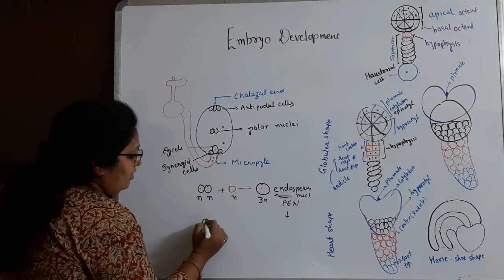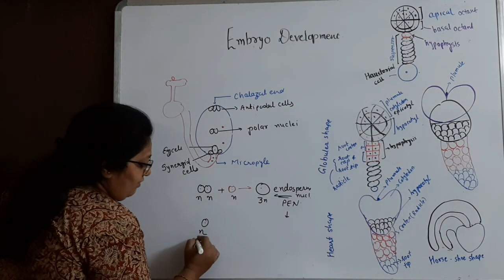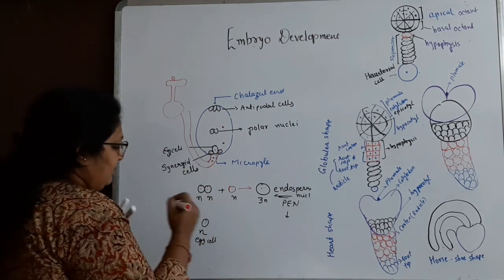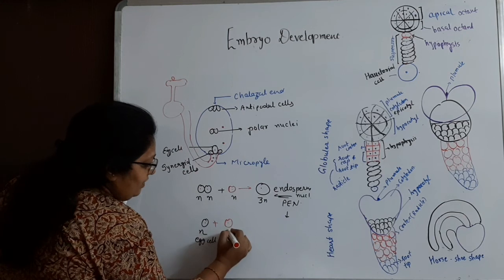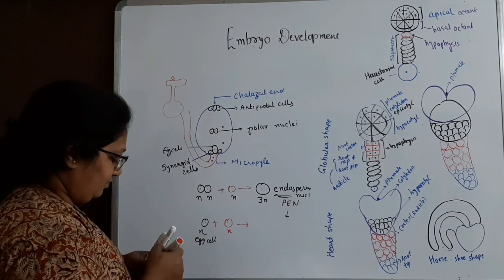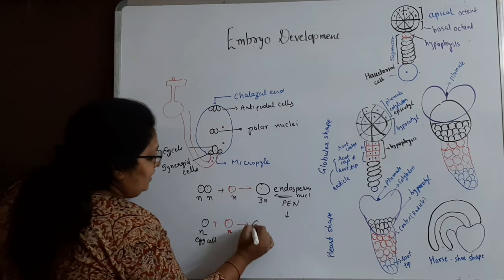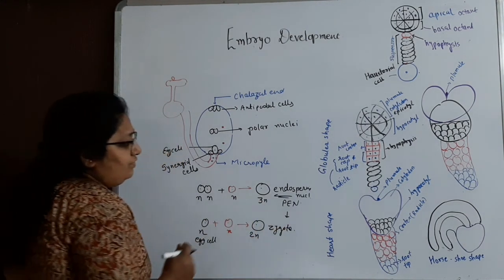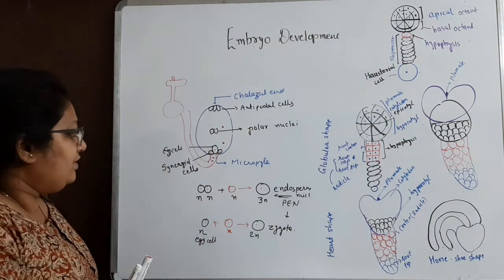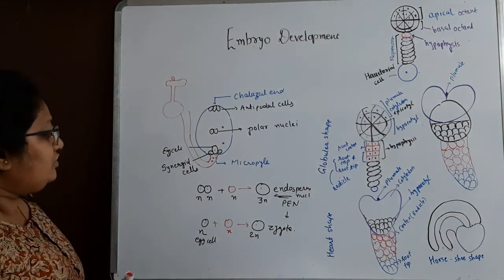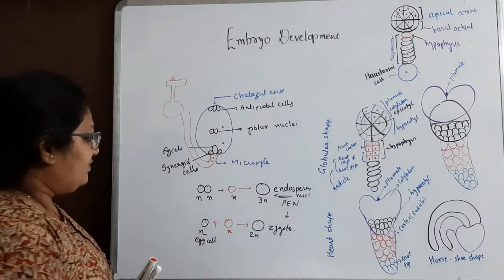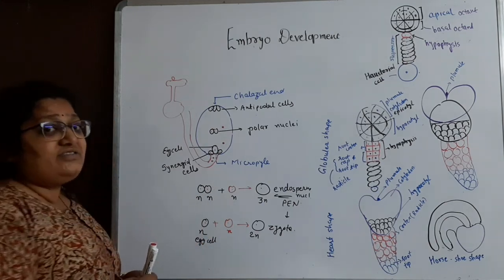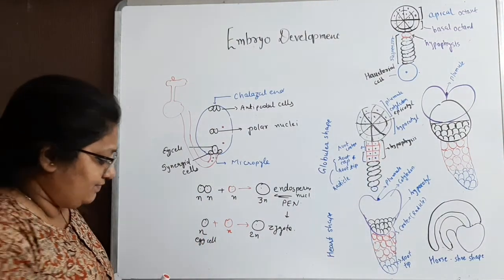And towards the micropyle, the egg cell is fertilized by the other male gamete and forms a diploid zygote, right? Okay, so this is about double fertilization. This is syngamy, this is triple fusion. As fertilization occurs two times, that's why it is called double fertilization.